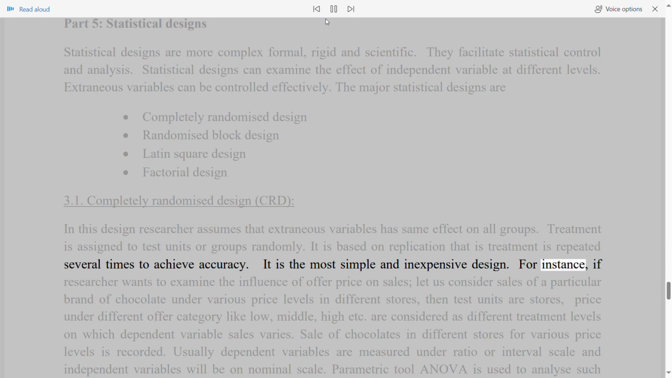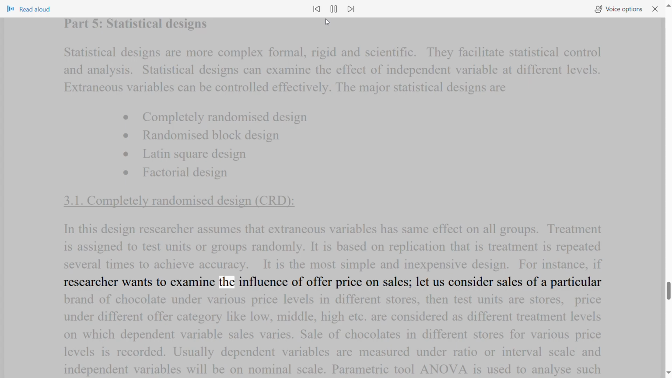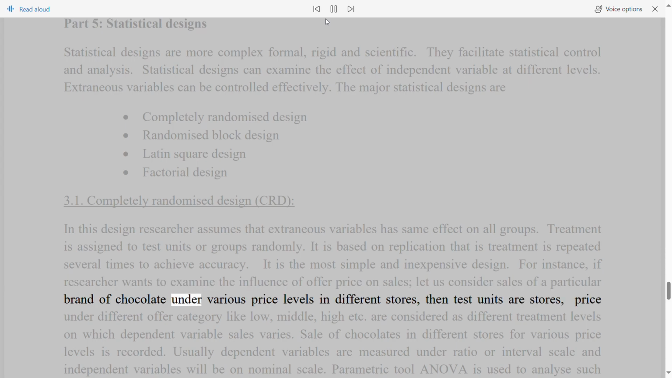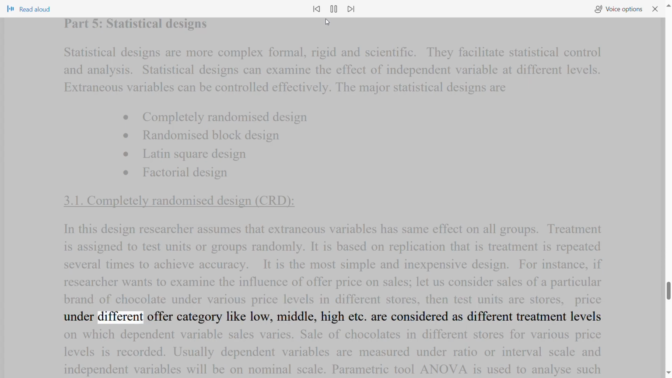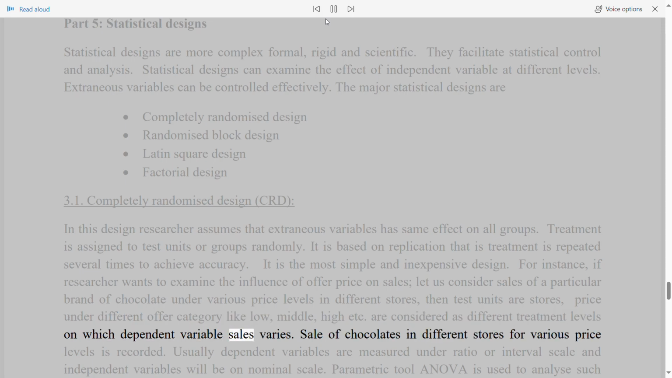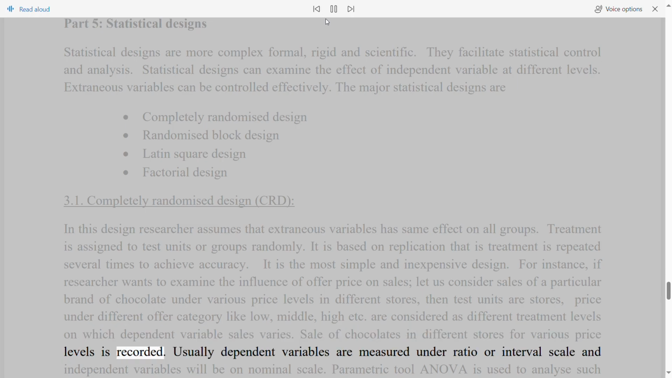For instance, if researcher wants to examine the influence of offer price on sales, let us consider sales of a particular brand of chocolate under various price levels in different stores. Then test units are stores, price under different offer category like low, middle, high etc. are considered as different treatment levels on which dependent variable sales varies. Sale of chocolate in different stores for various price levels is recorded.